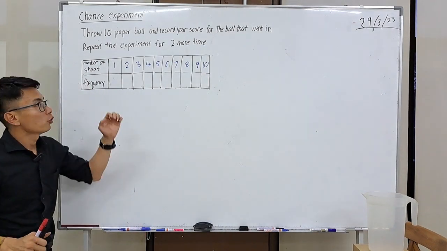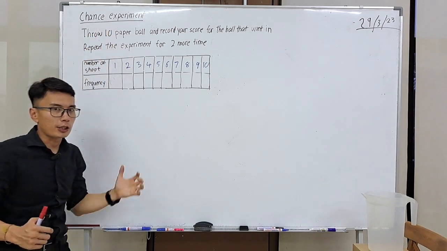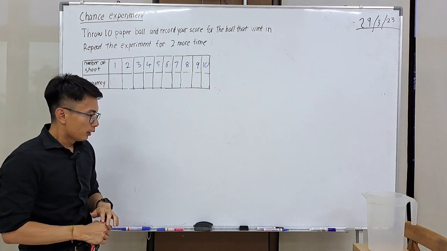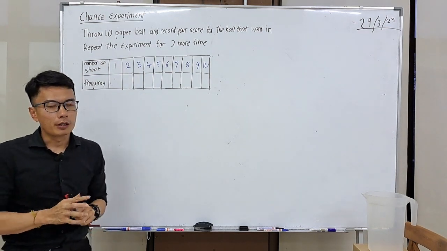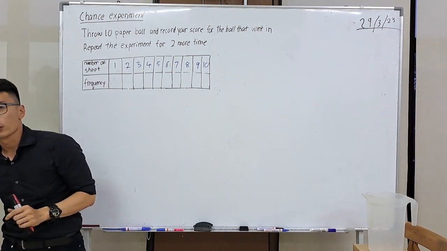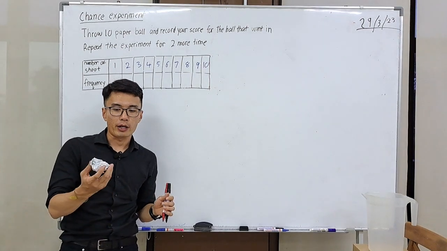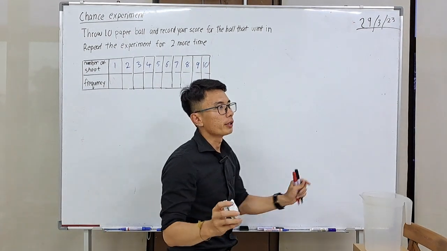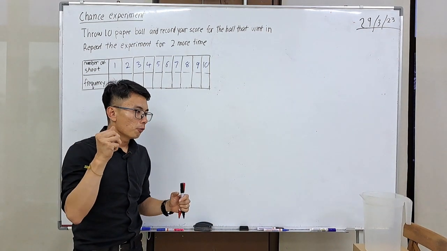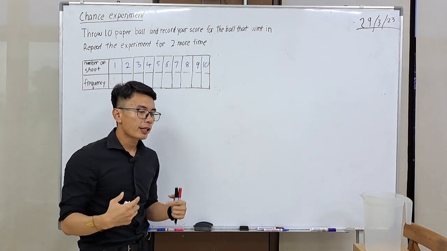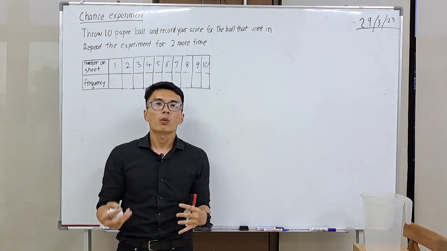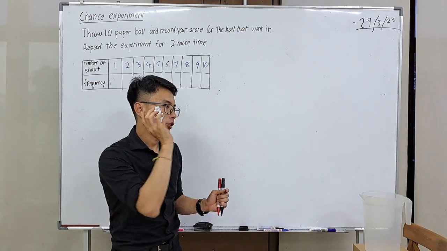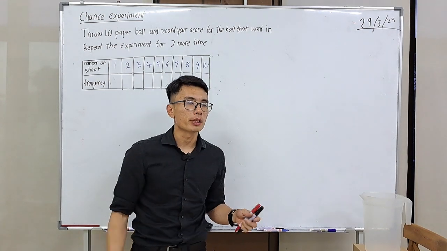Now, today we're going to talk about chance experiment in probability, okay? Now, what am I going to do right now? I'm going to do a simple experiment where I will be throwing paper ball inside this jug over here, okay? Now, before I do the experiment, let's try to talk about what is the chances, right? What is the chances that I can throw this ball inside this jug over here?